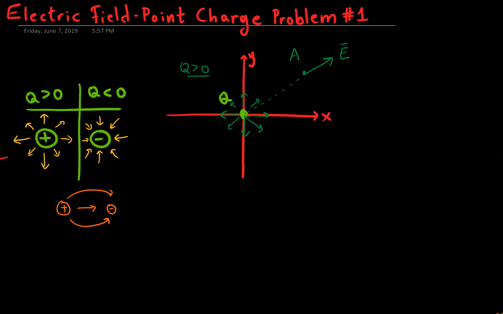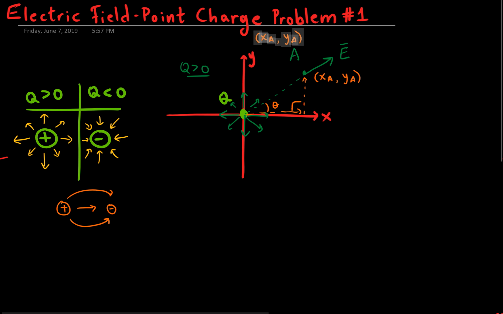So how do I describe this vector? Well, if we know what the coordinates are for point A, let's say they are XA and YA, we can then see that there's a right triangle here that we can exploit. And we can define this angle theta over here to allow us to determine the direction of this electric field, given that we can describe the magnitude of that electric field just using Coulomb's law.